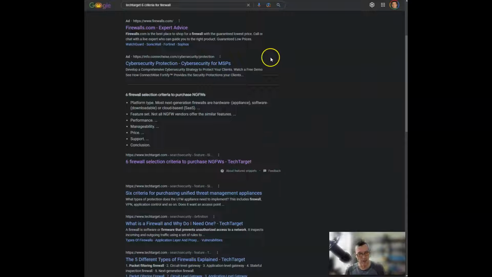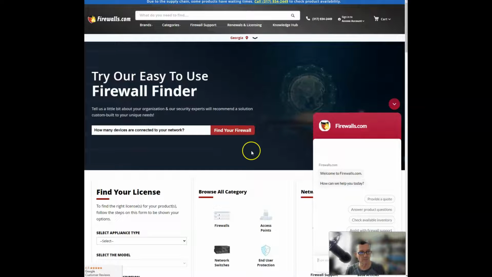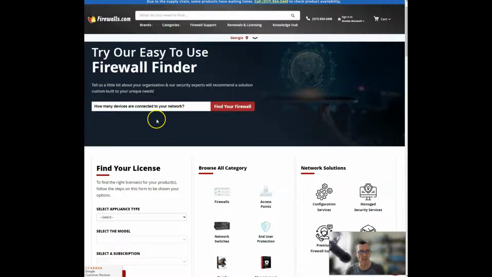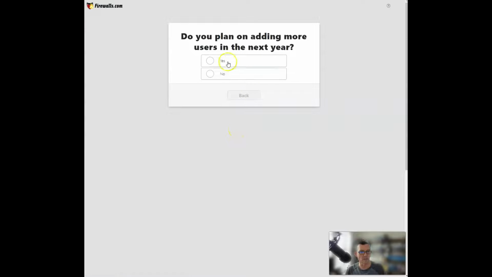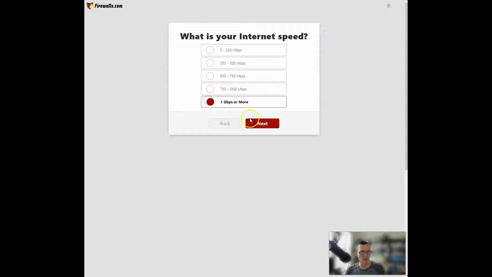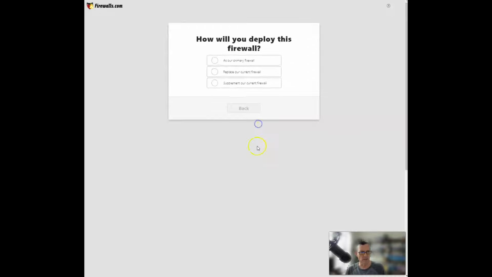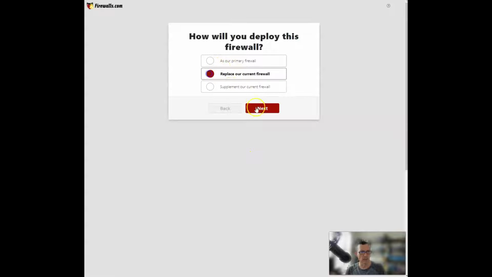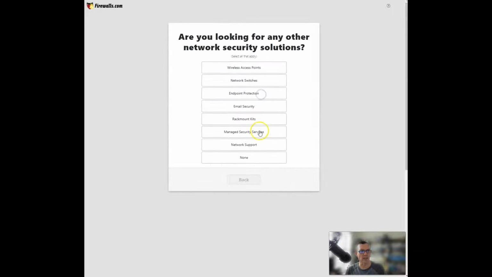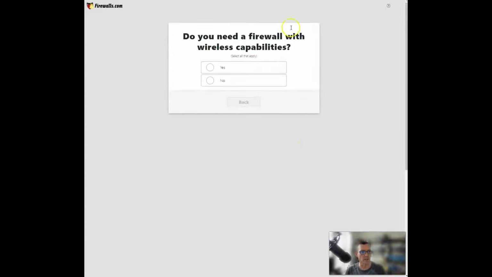So the last piece that you'll want to do then, of course, you could go to a configurator like this, firewalls.com. So let's kind of step our way through this. Let's say we have 100 to 250 users. Find your firewall. Yeah, we need to scale. We need to cover about 1 gigabyte bandwidth speed. We're going to replace a current firewall. We're going to go with no preferred brand. And we're going to say none on other network security solutions.